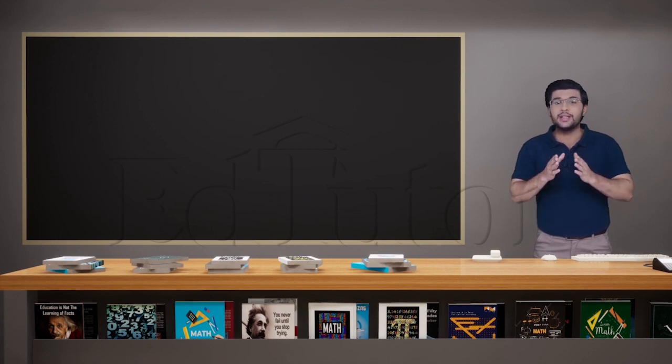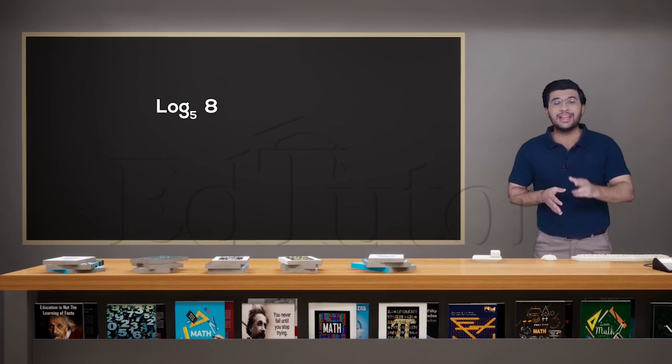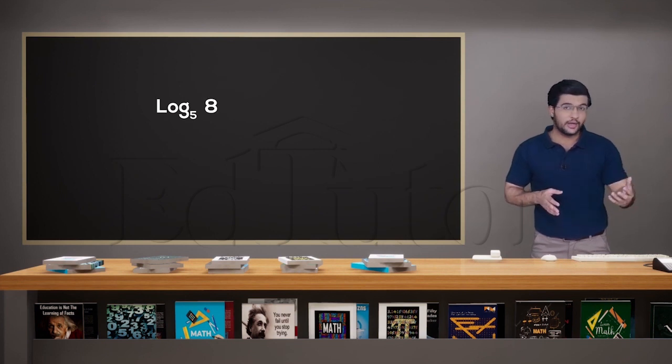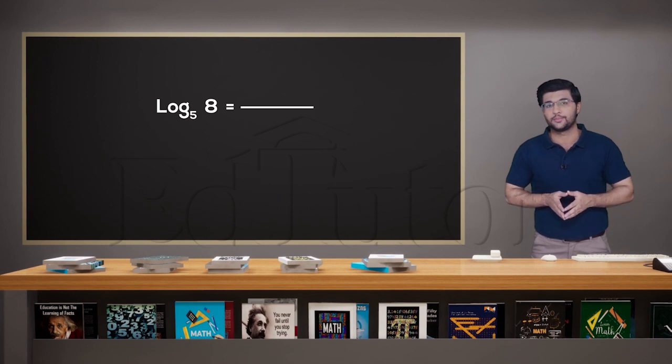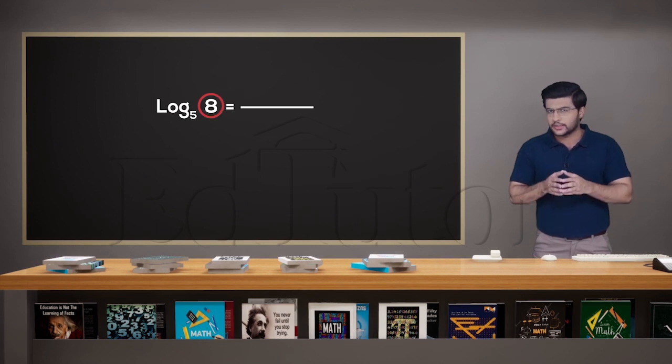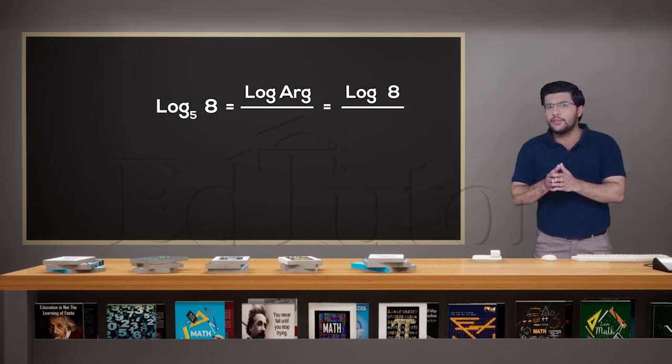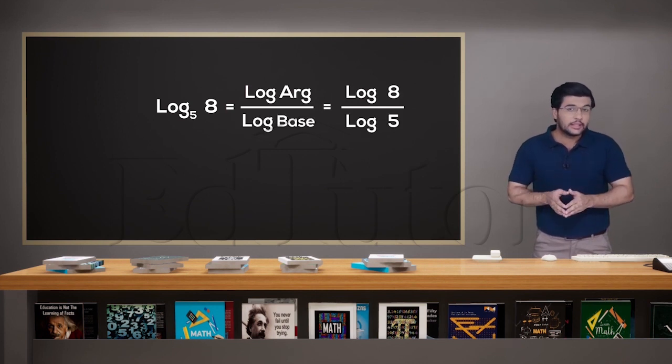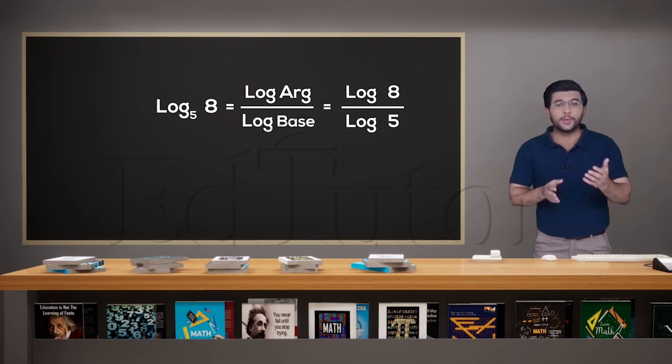Now for the second method, if we have a logarithmic expression like this with base 5 and argument 8, then to change its base, write it as the ratio of two logs. After that, take the argument of the given expression and make it the argument of the log in the numerator. Then the base of the given log becomes the argument of the log in the denominator.